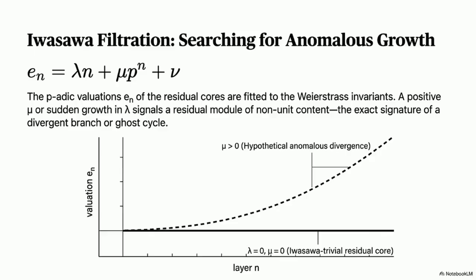This graph plots the results of the next pipeline step. We extract the p-adic valuation of the residual core, labeled here as En, and fit it to the Iwasawa equation. En equals lambda times n plus mu times p to the n plus nu.